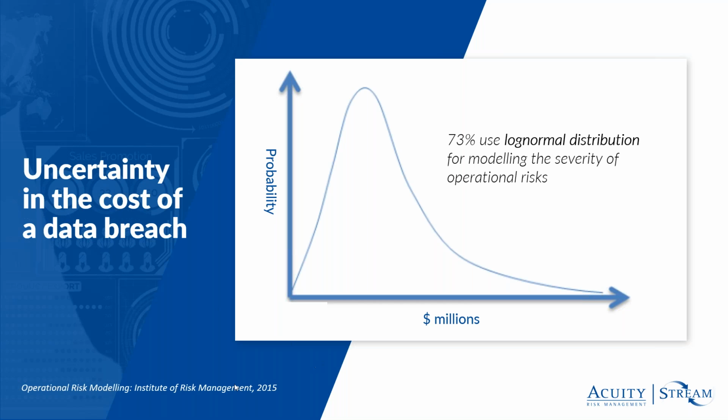But in 2015, the Institute of Risk Management surveyed the financial sector, so banks and insurance companies, and they found that 73% of organizations surveyed use this type of distribution. It's referred to as a log normal distribution for modeling the cost of operational risks. And this is borne out in practice and what we're seeing with cyber risks as well. So there's a distribution to our potential financial loss from a cyber breach.